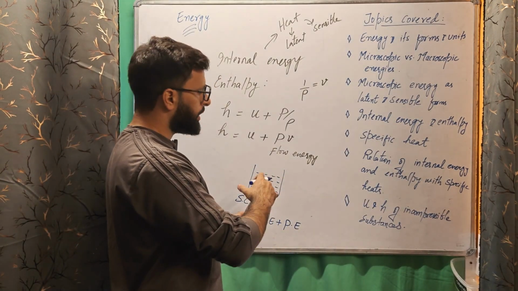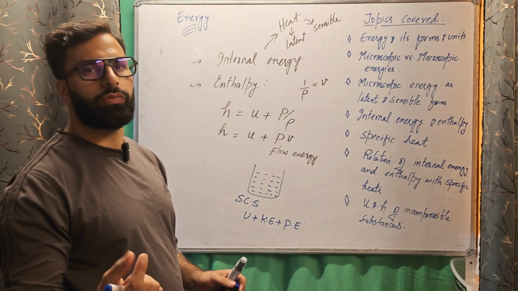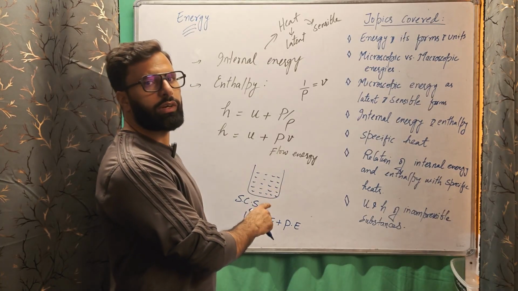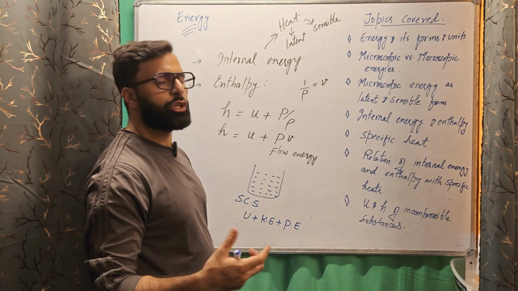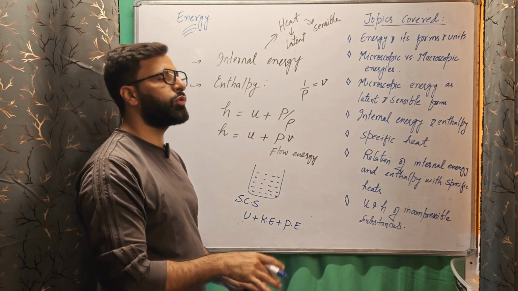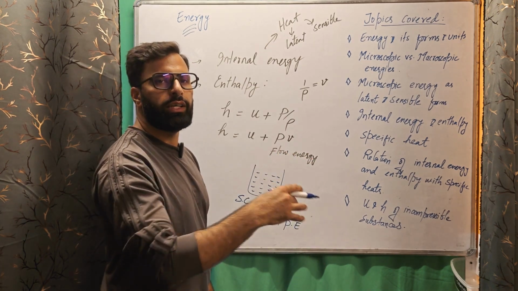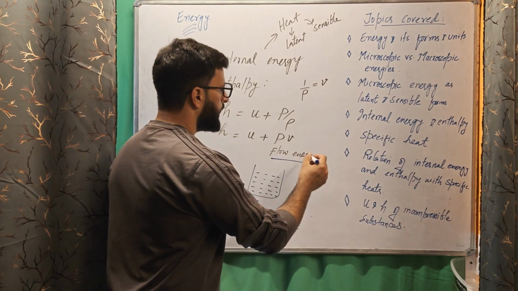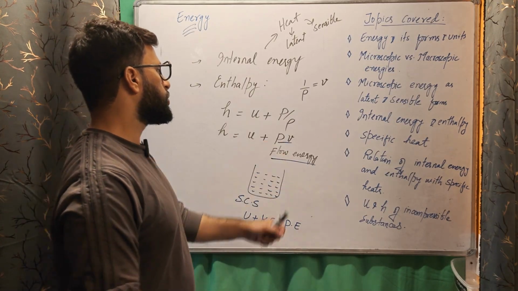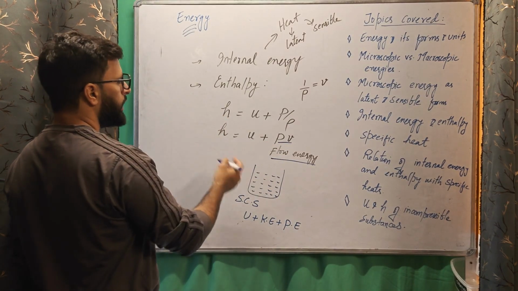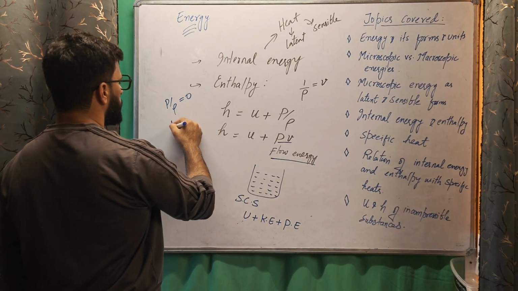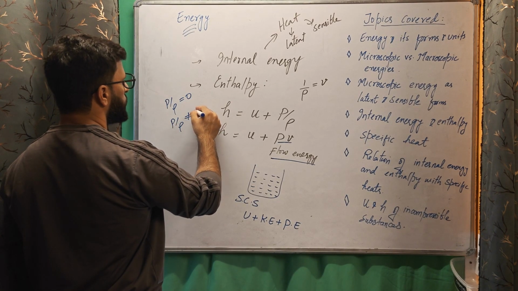A stationary system and a flowing system have one thing that is different: one flows and one does not flow, and we need energy to make this fluid flow. That flow energy, the energy that pushes the fluid forward to make it flow, is denoted by PV, or P by rho. So for a stationary liquid in a container, P by rho is 0 because it's not flowing. If a liquid or air is flowing, P by rho has some value, it's not equal to 0.